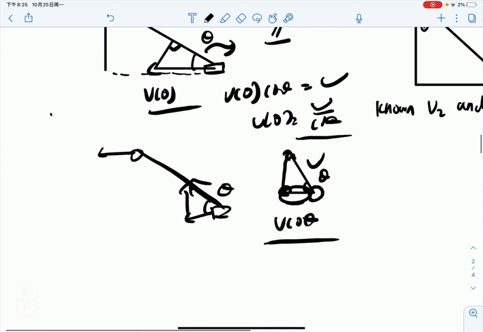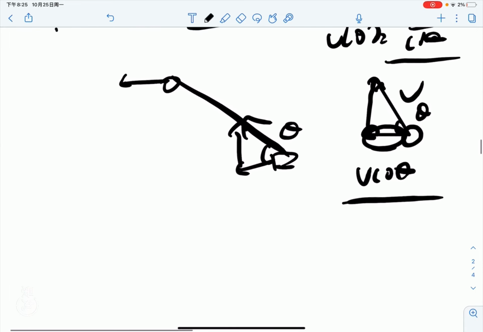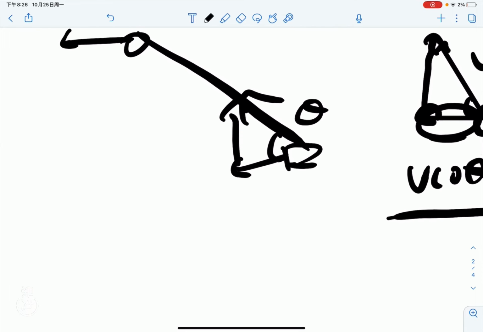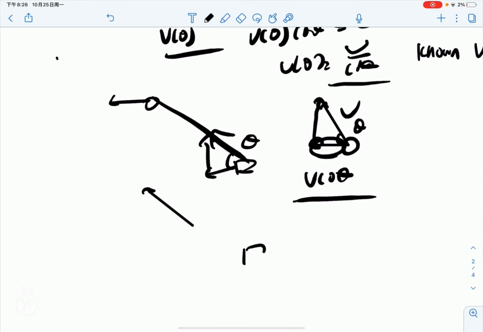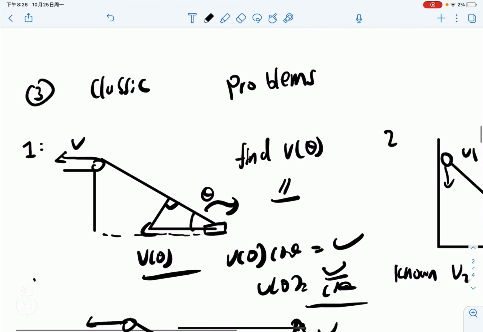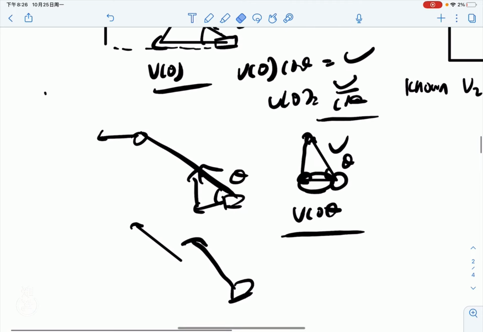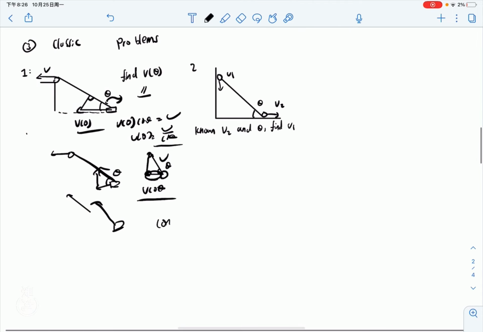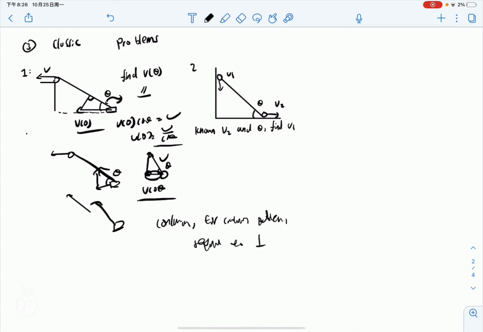It is not the right stuff, because the resultant of all the velocities points this way, meaning that the boat will fly in this direction. So the curve is going to be this, which is not correct. So in conclusion, for constraint problems, separate into perpendicular and parallel to the string or rod.